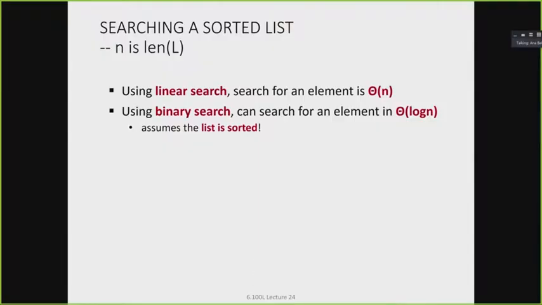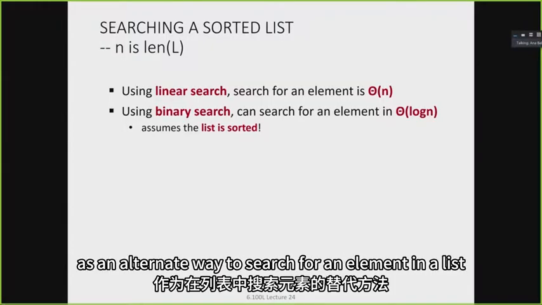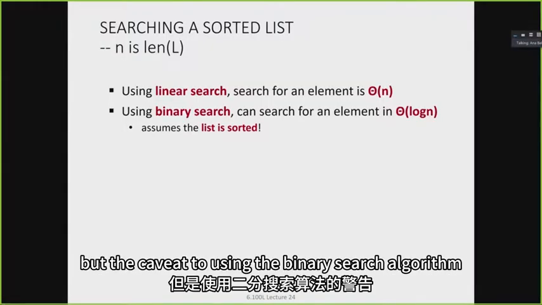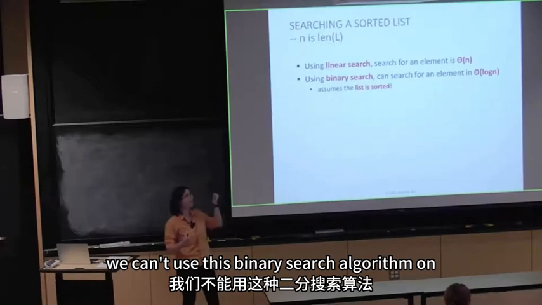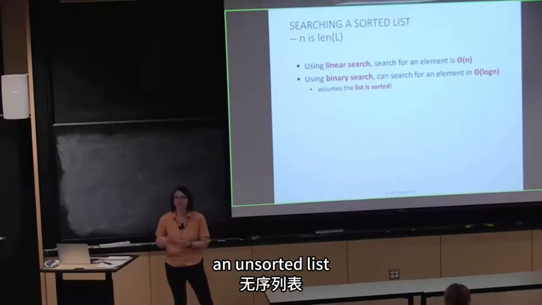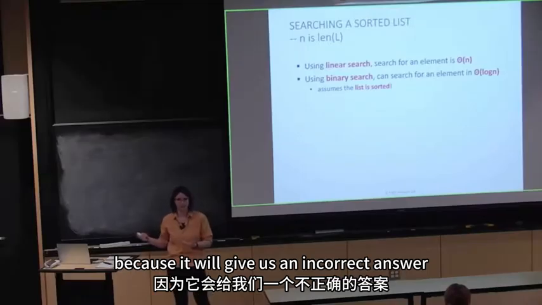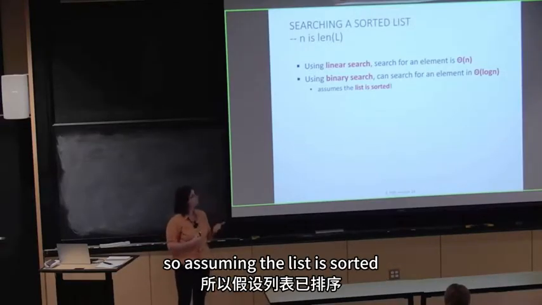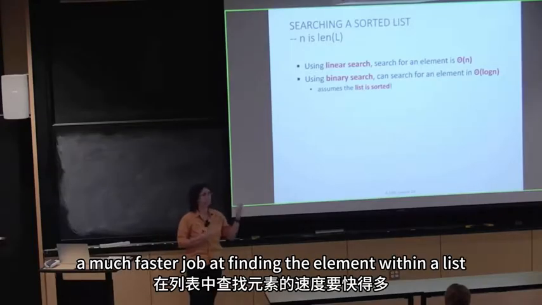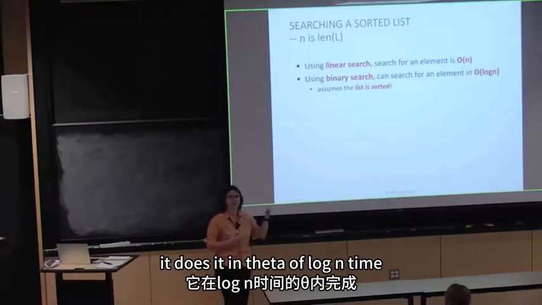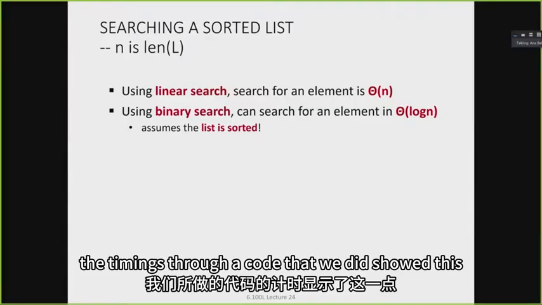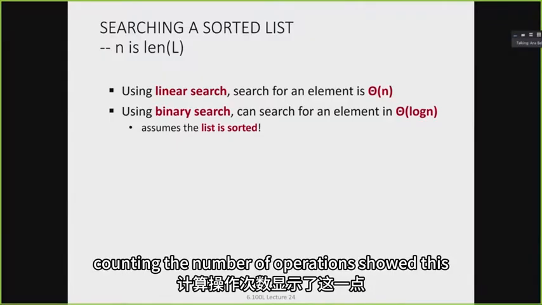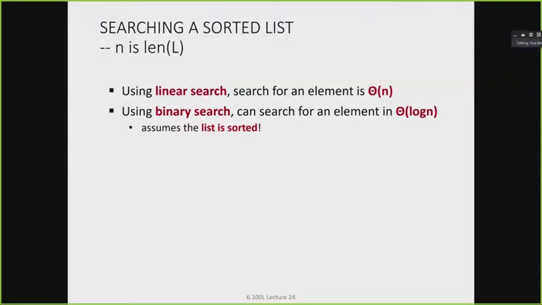Now, we saw the binary search algorithm as an alternate way to search for an element in a list, but the caveat to using the binary search algorithm was that we had to have a sorted list. We can't use this binary search algorithm on an unsorted list because it will give us an incorrect answer. So assuming the list is sorted, binary search does a much better job, a much faster job at finding the element within a list. It does it in theta of log n time, which is faster than theta of n. The timings through a code that we did showed this, counting the number of operations showed this, and then the theory also showed this.